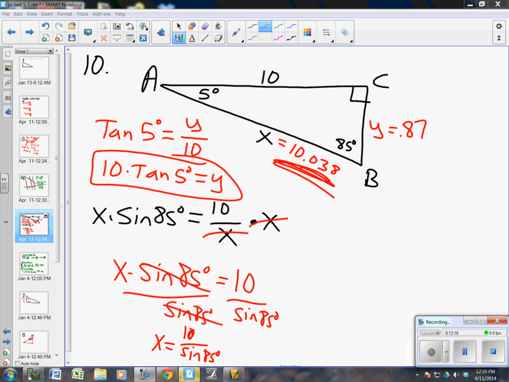0.87? Does that make sense for the picture we drew a little bit ago? Yeah, it's not going to be very long, is it? Okay, so that's what it looks like.